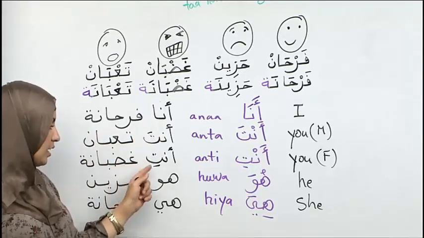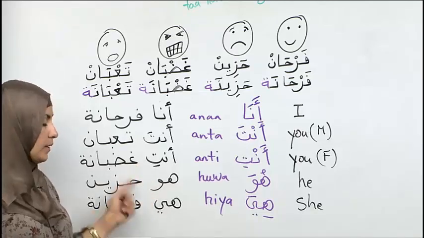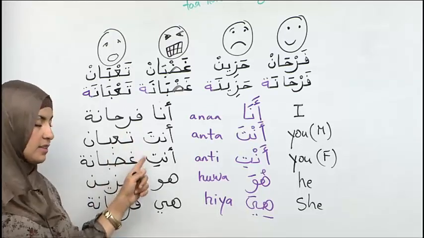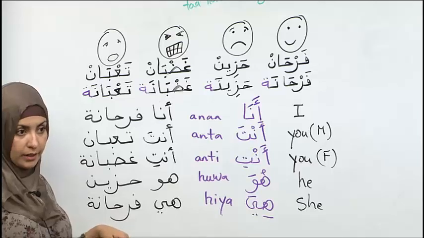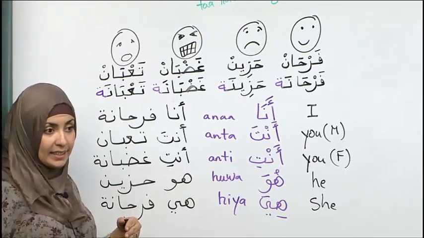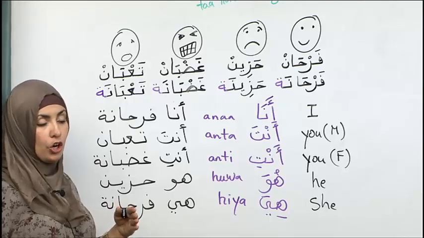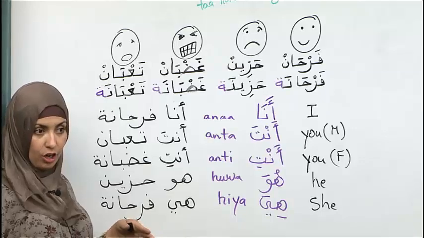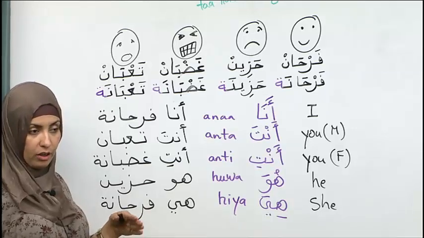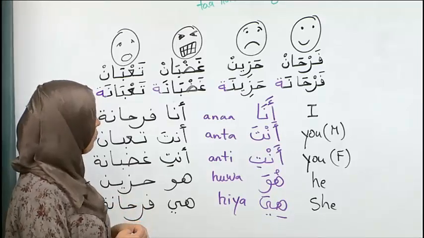أنا, أنت, أنتِ, هو, هي. Only أنت and أنتِ are different than English, but the rest is similar. Right? أنا فرحان, أنت فرحان, هو فرحان, هي فرحانة. Mumtaz. So that'll be all for the adjectives.